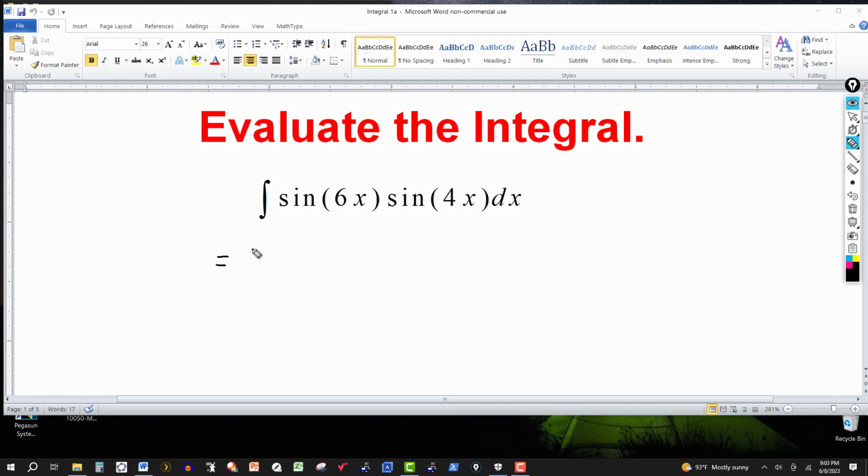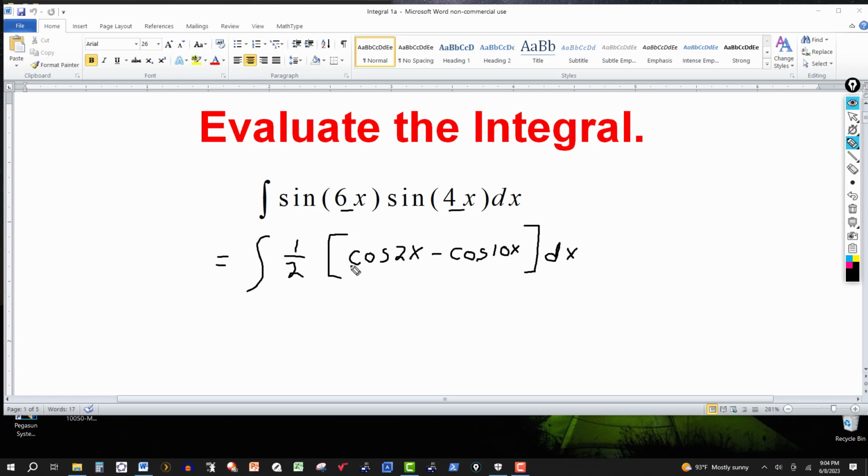So this is going to equal the integral, and the formula is set up so you have 1/2 out in front here, and then inside we have the cosine of the difference of these two angles here, 6x and 4x, so that's going to be 2x. And then it's minus the cosine of the sum of the two angles. 6x and 4x is 10x. And then it's dx out here. And then we just integrate this term by term.